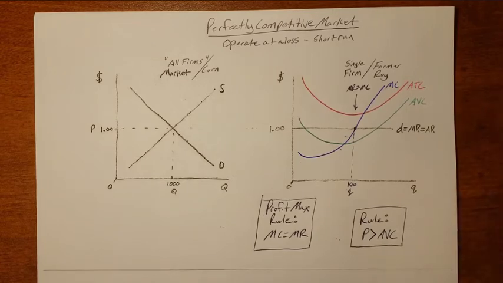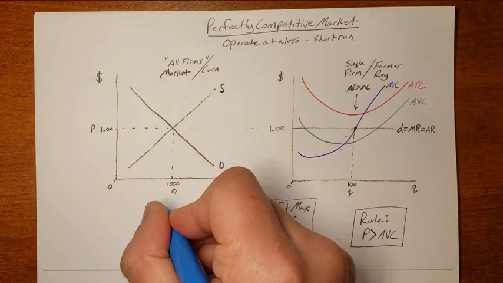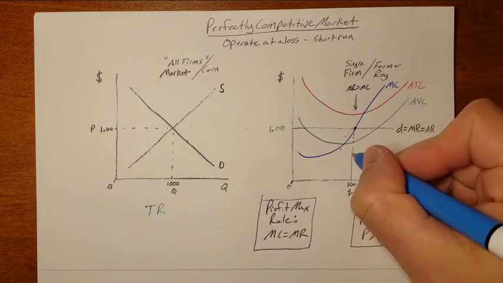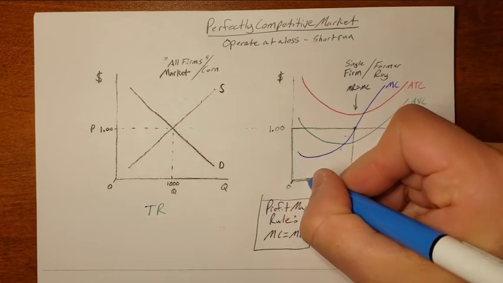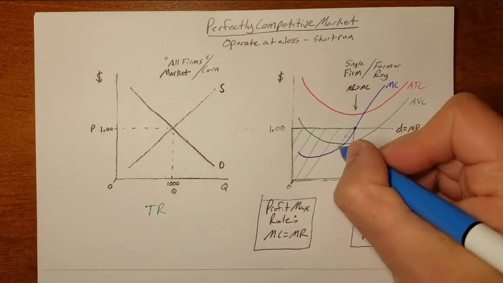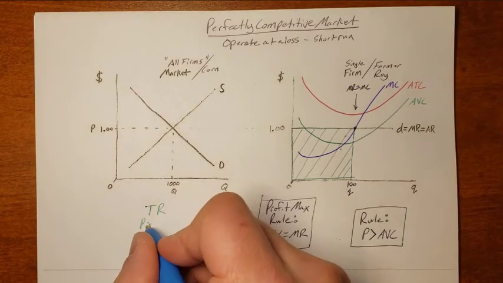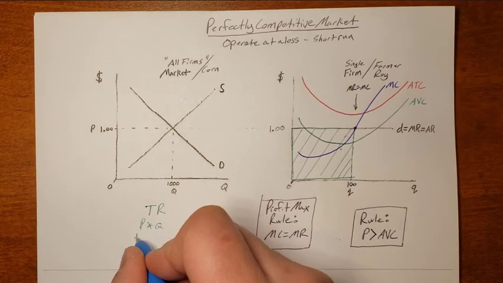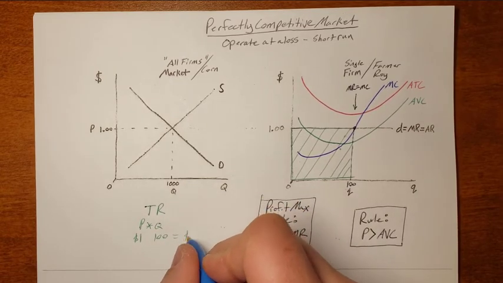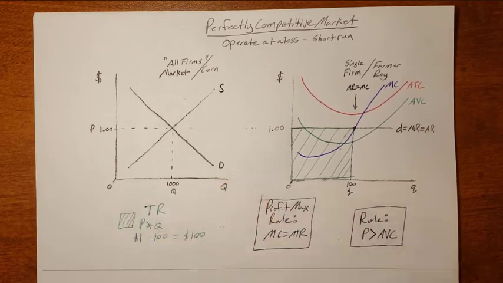We're going to be able to see right away that our total revenue is going to be $1 times 100 units. So total revenue is the price times the quantity. So price times quantity. Okay, and the price is $1. The quantity is 100. So the total revenue is going to be $100. And we filled this in over here with green.